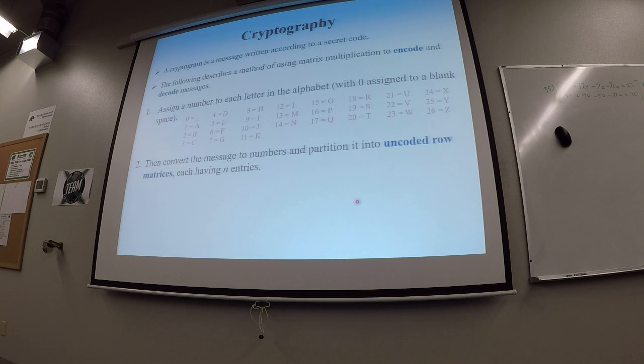You then convert the message to numbers and partition it into uncoded row matrices having n entries. Okay, so if I have "meet me Monday," you'll see in your homework you'll be given a matrix, so you'll know how many letters to separate, because sometimes we may have a 3x3 matrix or a 2x2. If you have a 3x3, you're going to do 3 letters at a time. If you have a 2x2, 2 letters at a time.